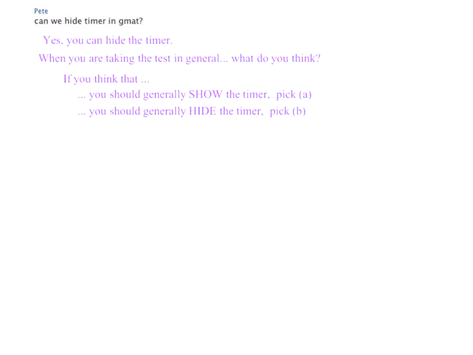Okay, most of you are picking A. In general, no, it's not really a good idea. You should generally hide the timer. You should not have the timer on the screen most of the time. And let's talk about why. In general, it's a bad idea to have the timer on the screen.